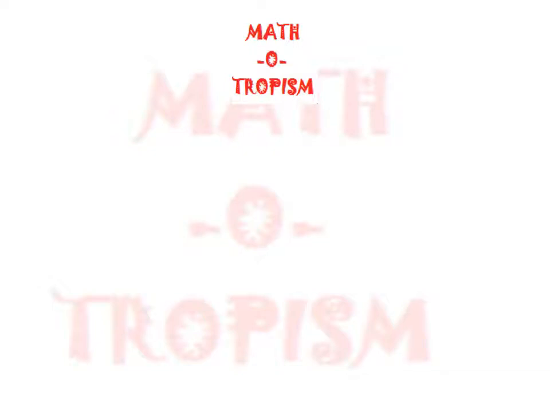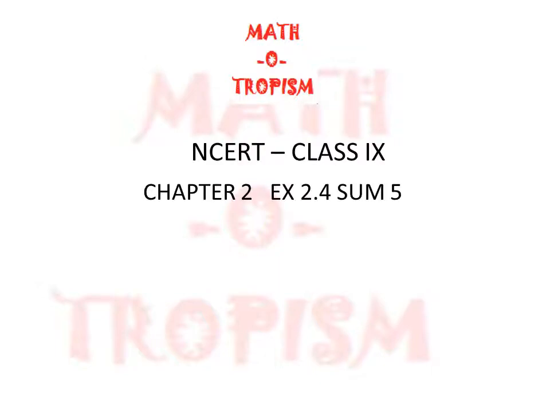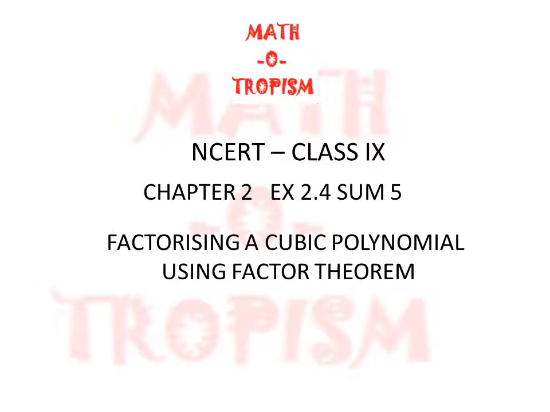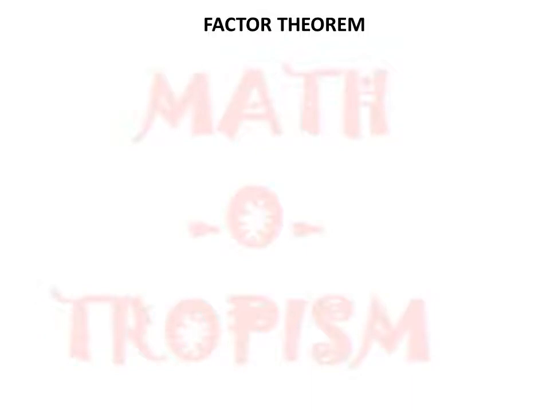Welcome to Math-o-tropism. Today we are going to see the sum from NCERT class 9th book, chapter 2, exercise 2.4, sum 5, which is regarding factorizing a cubic polynomial, where we are going to use factor theorem for the factorizing. So first let us know about the factor theorem.